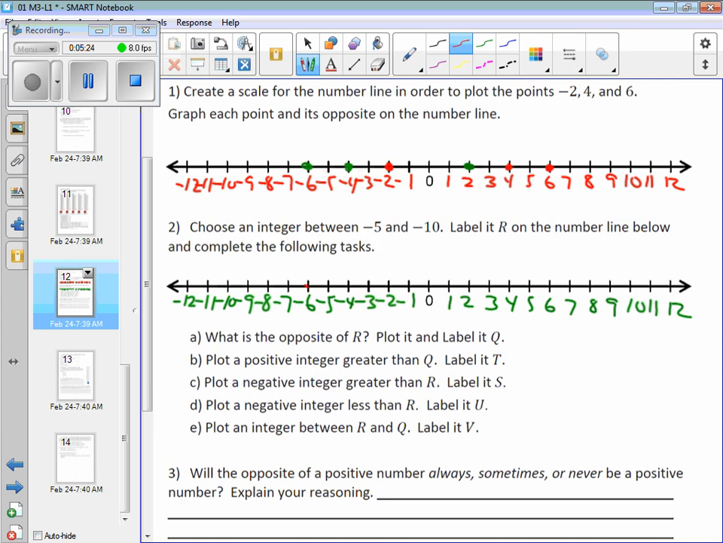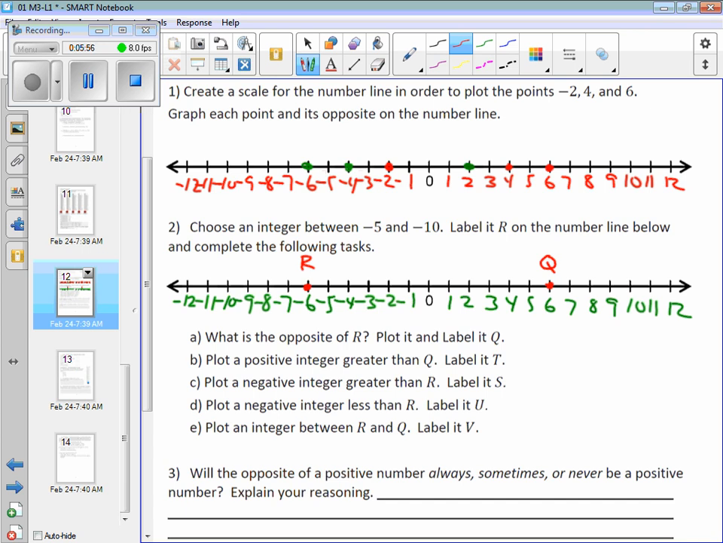All right, negative 6. Did anybody start at negative 6? Who started with negative 7? Anybody start with negative 8? Neg 9? Most of you chose 6. All right, so we're going to label that R. Okay, now we go to the steps A through E. What is the opposite of R? Well, in this case, it's positive 6, and we're going to label that Q.